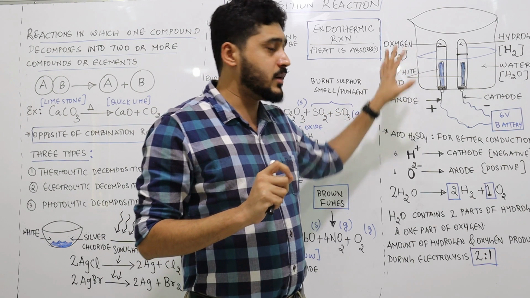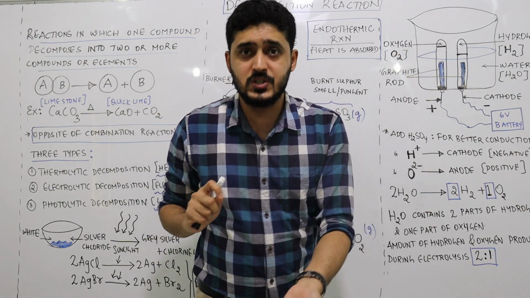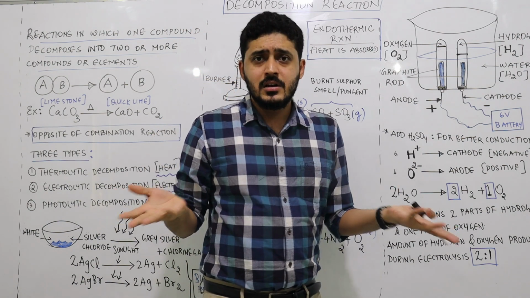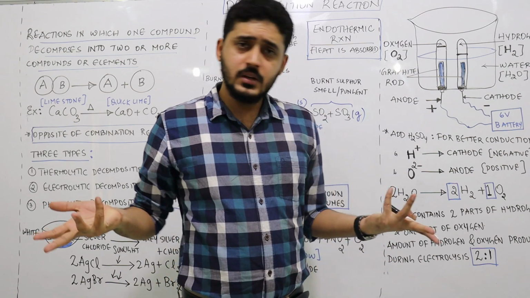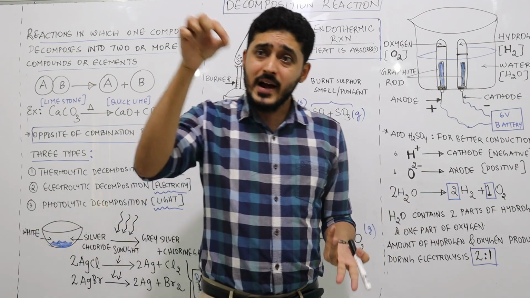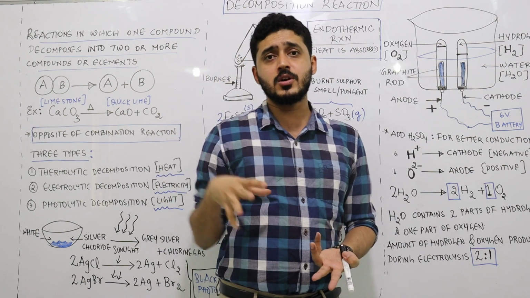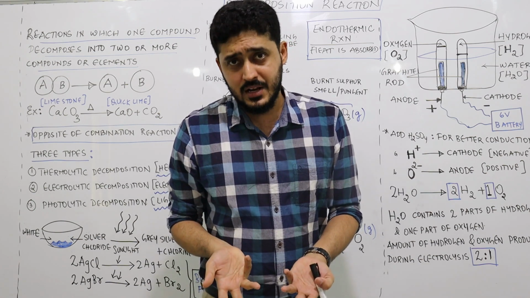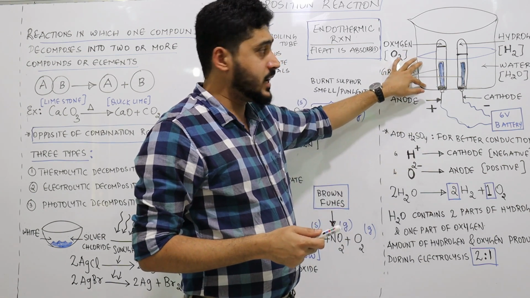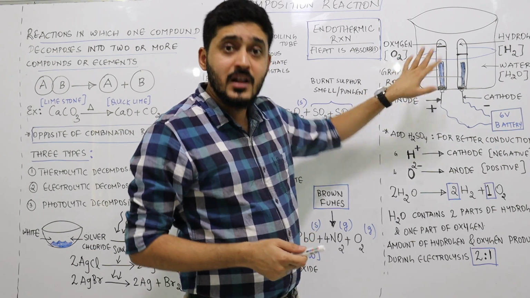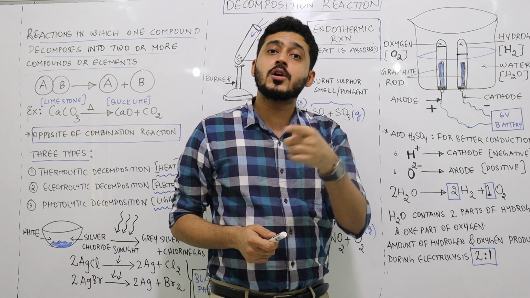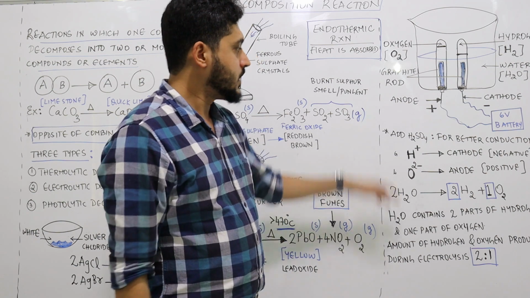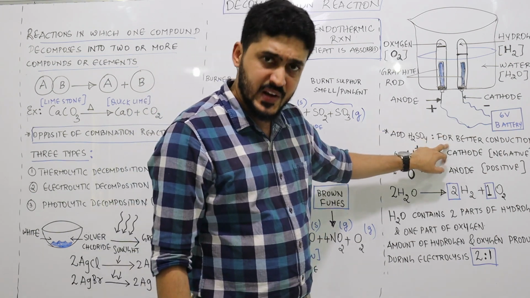Now why do you add a little amount of sulfuric acid? So that water conducts. When you pass electricity through pure water, there is no conduction, and water will act as an open circuit. Electrons will never flow. But when you add a little bit of H2SO4 into water, water turns into a conducting medium. Now electron flow is possible, and adding H2SO4 will help water have a closed circuit where electric conduction is possible. Adding H2SO4 is for better conduction.